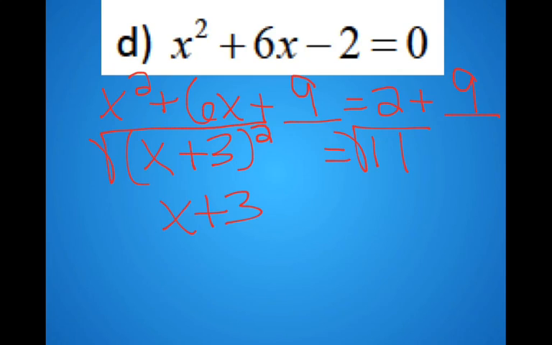x plus 3 equals plus and minus the square root of 11. And we have to get the x by itself, so we're going to subtract 3. So that would be negative 3 plus and minus square root of 11. So those would be the answers.